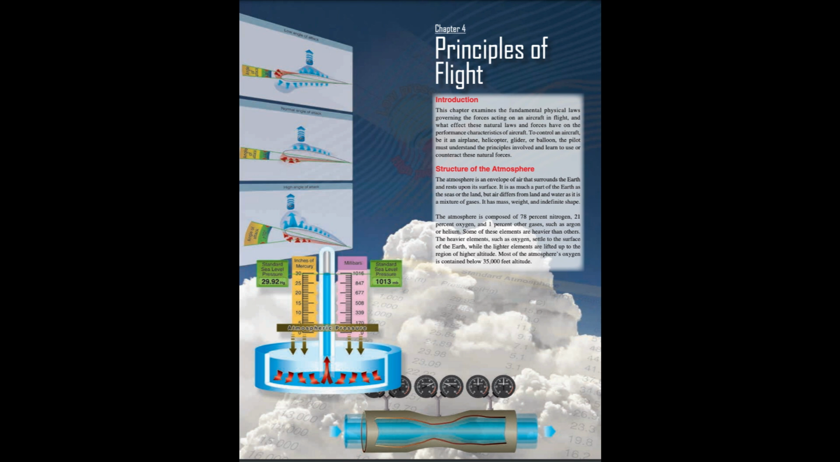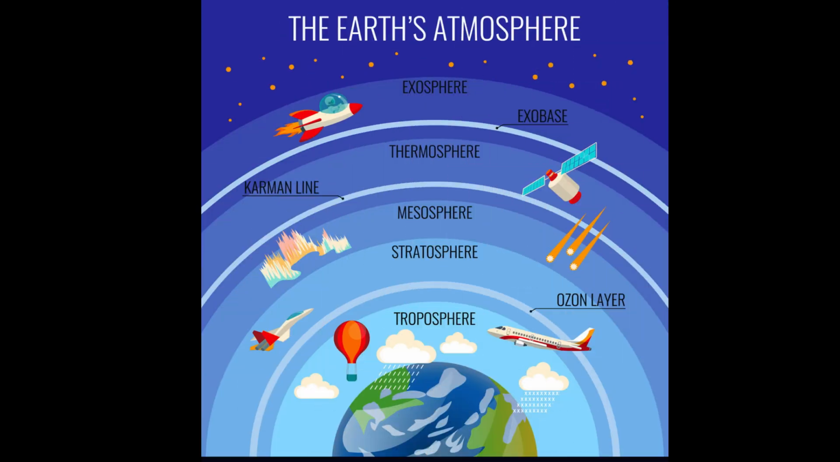Structure of the atmosphere. The atmosphere is an envelope of air that surrounds the Earth and rests upon its surface. It is as much a part of the Earth as the seas or the land, but air differs from land and water as it is a mixture of gases. It has mass, weight, and indefinite shape.